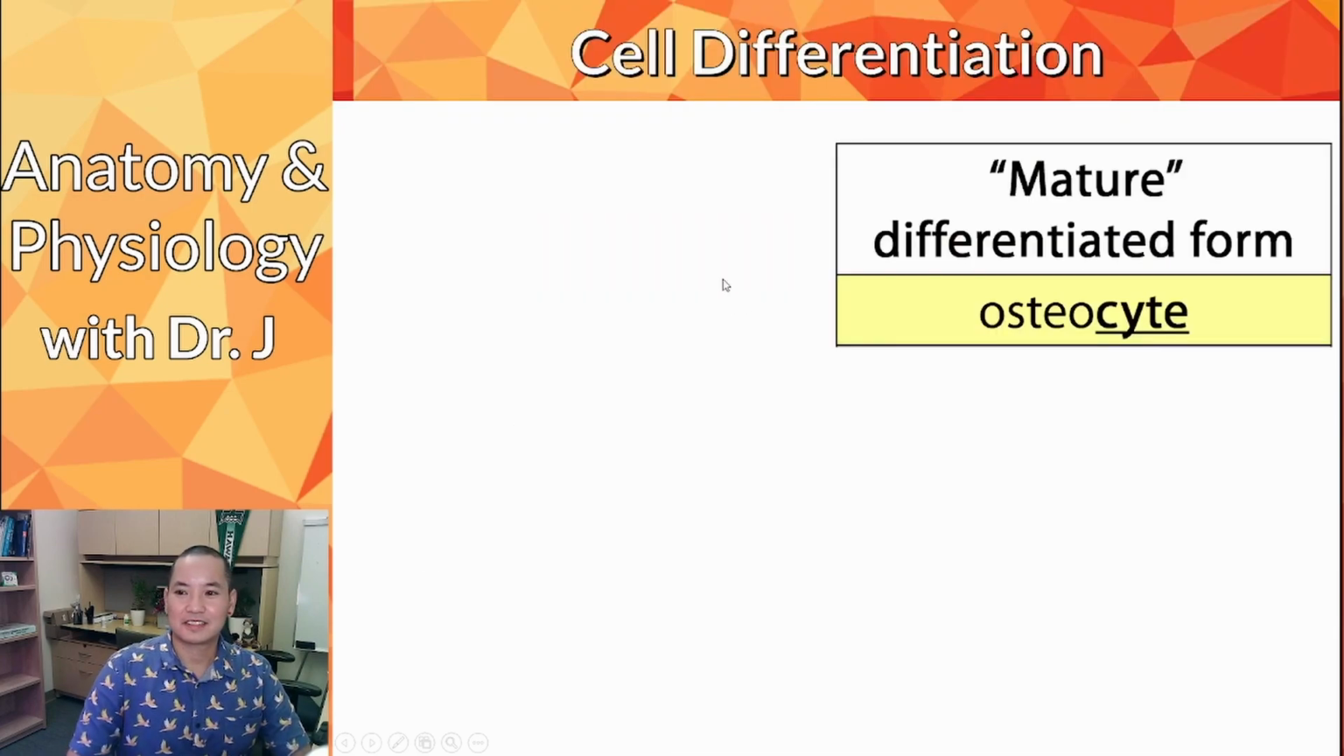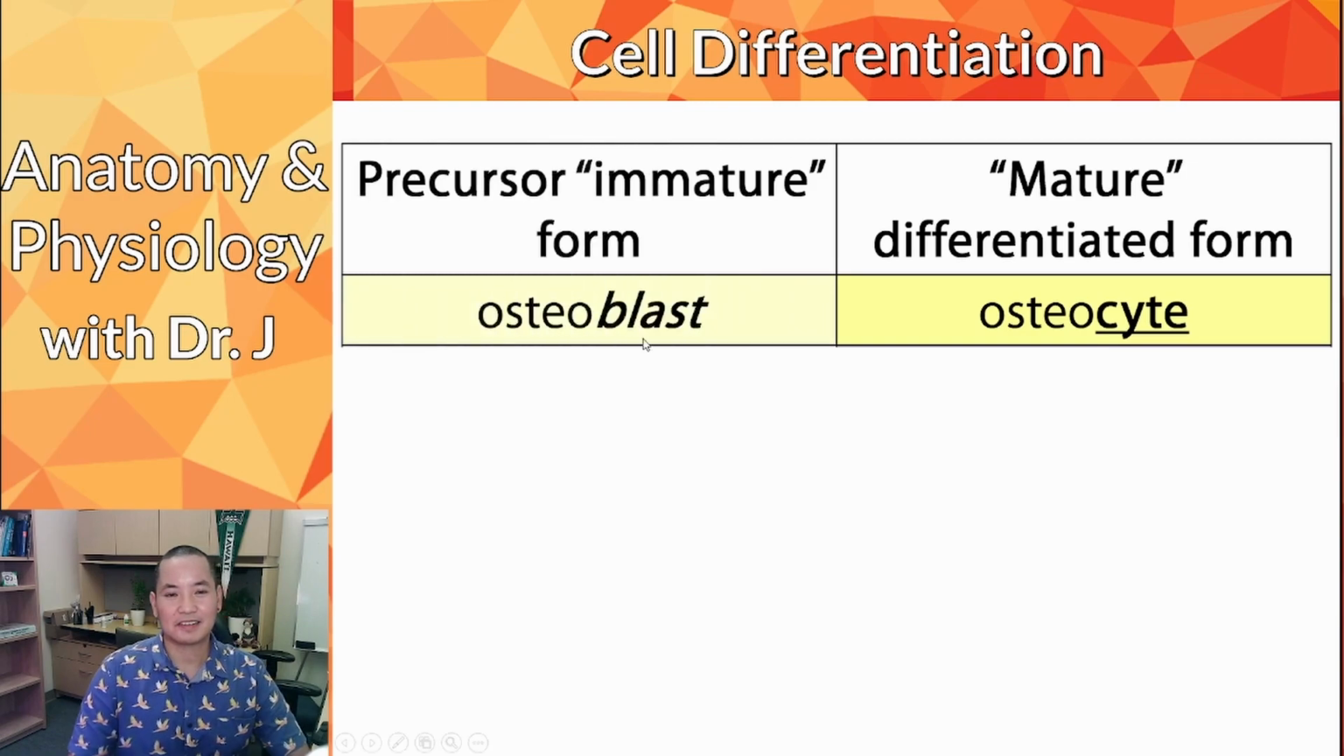Okay, so let's talk about cell differentiation. Remember that cells can develop into other types of cells, and some cells start off as one type of cell and then mature and become another type of cell. So remember how osteoblasts can develop into osteocytes once they're fully enveloped in bone matrix, and they're no longer just secreting new osteoid and matrix. Now they're repairing and maintaining the matrix surrounding them.